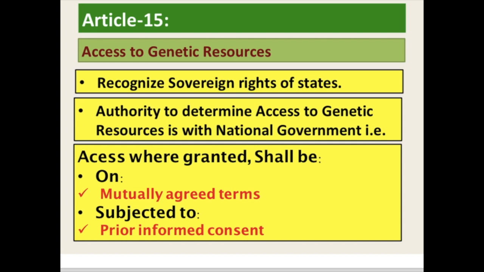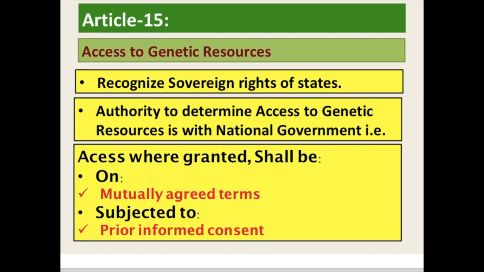Authority to determine the access to genetic resources is subject to national legislation or with the national government, and each contracting party shall create conditions to facilitate access to genetic resources for environmentally sound use. And access, where granted, shall be on mutually agreed terms subject to prior informed consent.